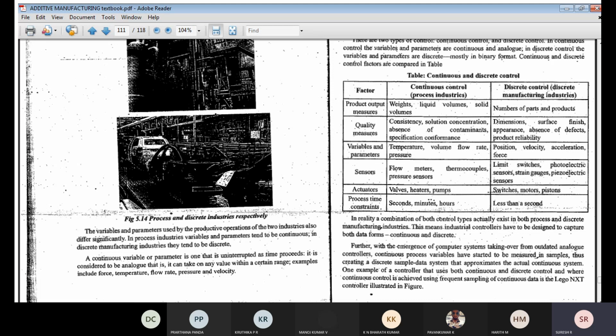The last difference between the continuous and the discrete control system is the process time constraints: whether in terms of hours, minutes or seconds. In the continuous control system, it can be seconds, minutes as well as hours. Whereas in the discrete control system, we only have to measure it in terms of seconds. So these are the important topics, the continuous versus the discrete control system.